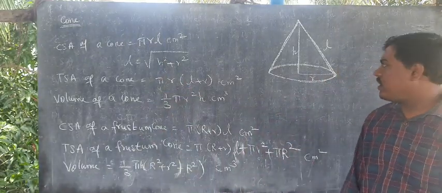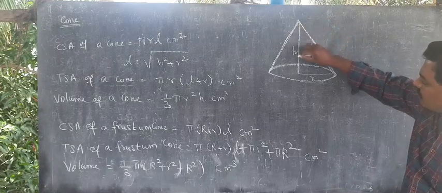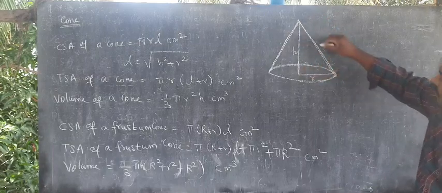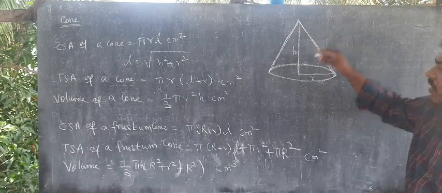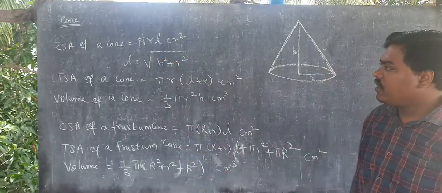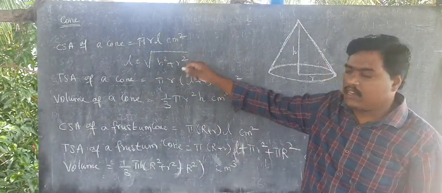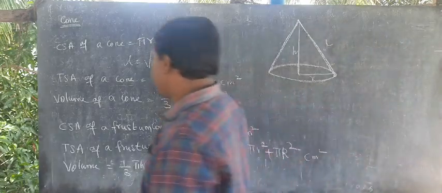Suppose they didn't give L and only H is given. This is a right triangle shape, so by using the Pythagoras theorem, we get L equal to root of H square plus r square. Using this formula we can find L. For that purpose we have written it here. Clear? So this is also an important formula.